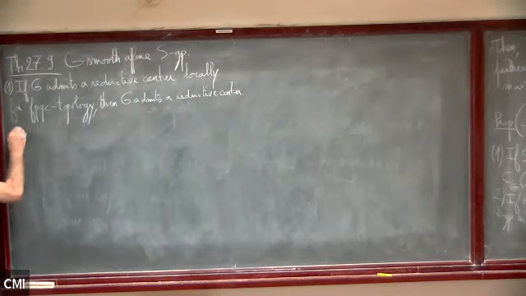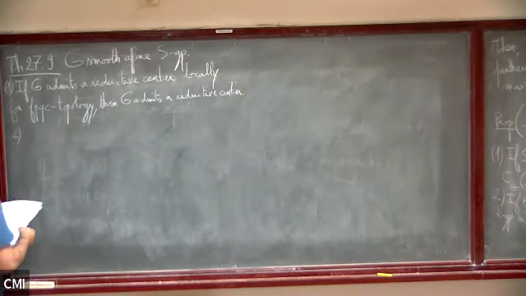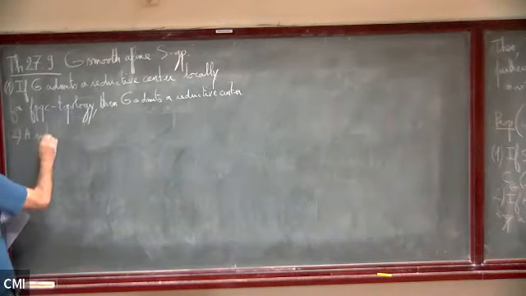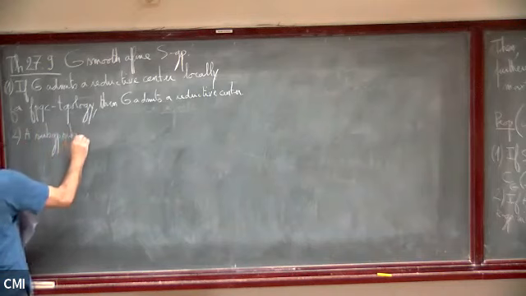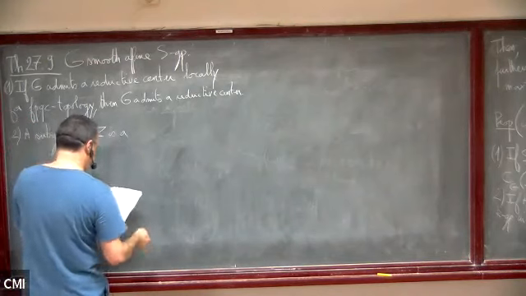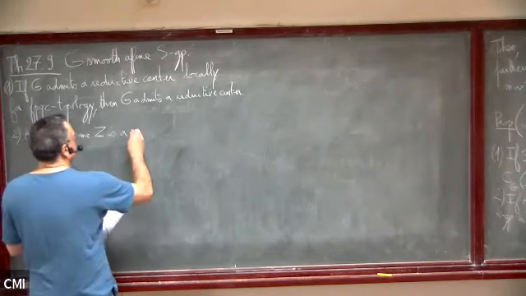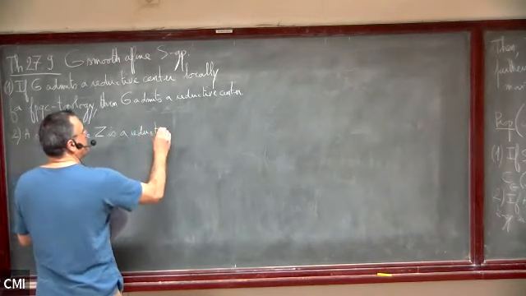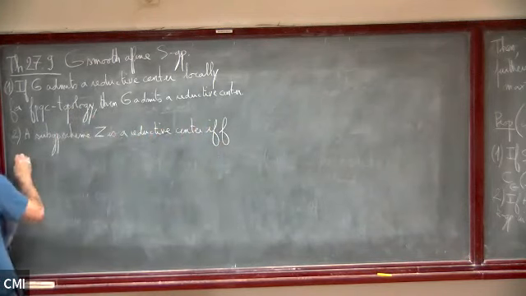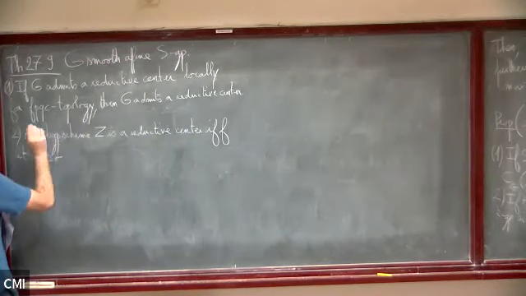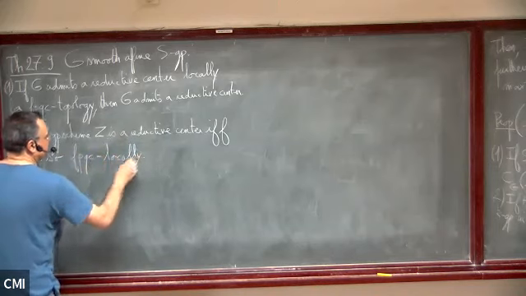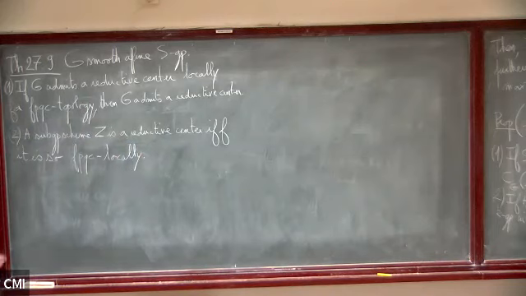And secondly, a subgroup scheme Z is a reductive center if and only if it is so FPQC locally. Well, actually, 2 is contained in 1, but I just pointed it out.